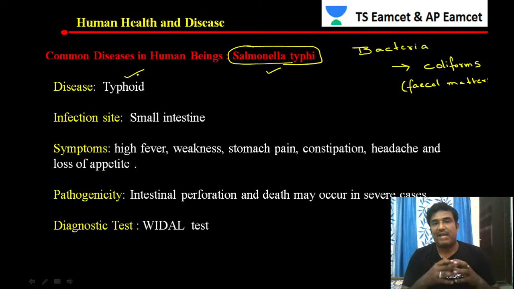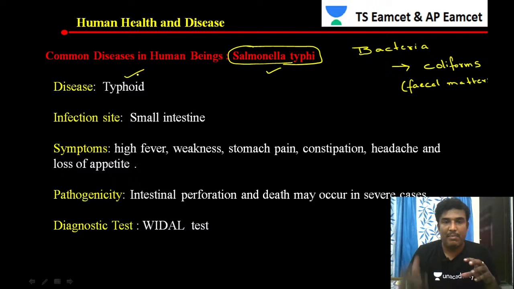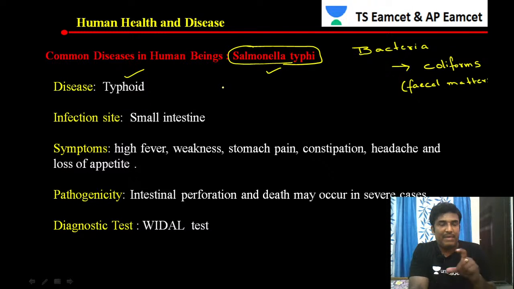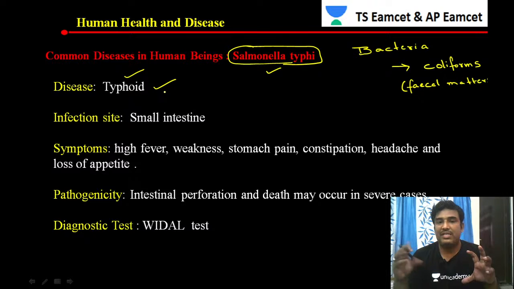Apart from Salmonella typhi, we also have Salmonella paratyphi, that is also causing a disease called paratyphoid, of course. But anyhow, here Salmonella typhi is the name of the microorganism which is causing disease in human beings, and the disease is called typhoid. So it is affecting a specific site inside the human body.